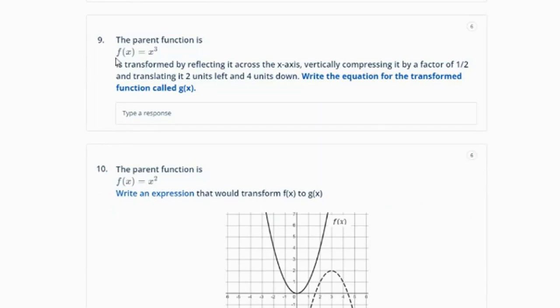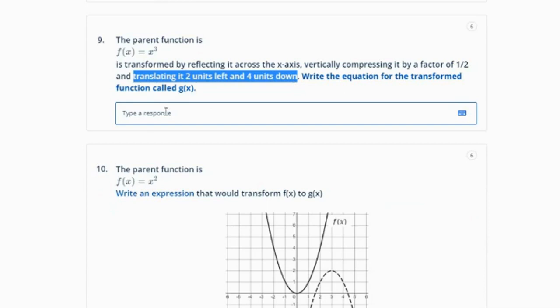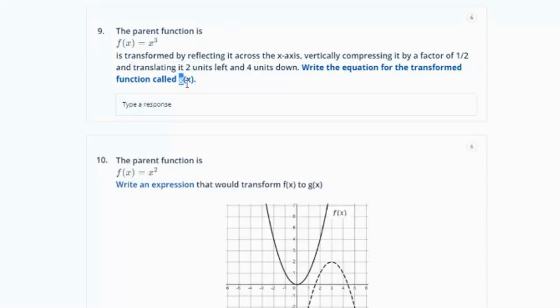And the last 2 are you writing equations. So if the parent function is f of x equals x to the 3rd power, and it's transformed by reflecting it across the x-axis, vertically compressing it by a factor of 1/2, and we translate it 2 units left and 4 units down, you have to write the new equation and call it g of x. So there's the parent function. Write the new function with these transformations.